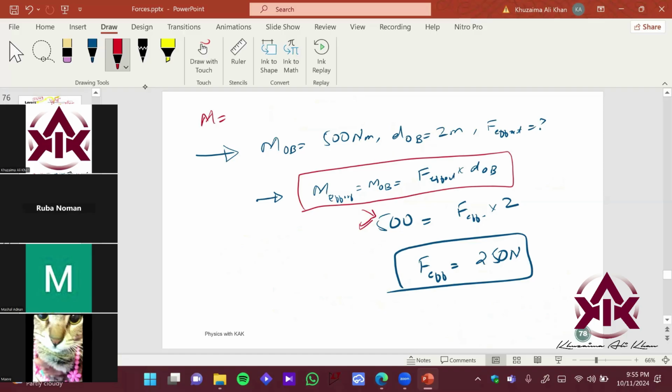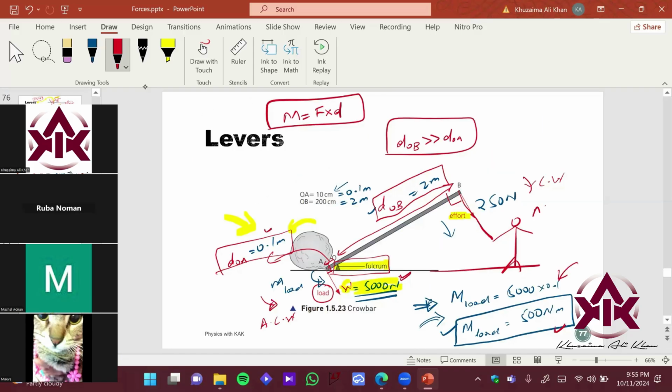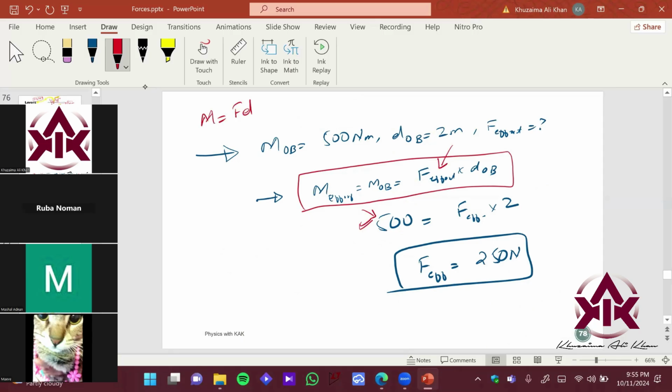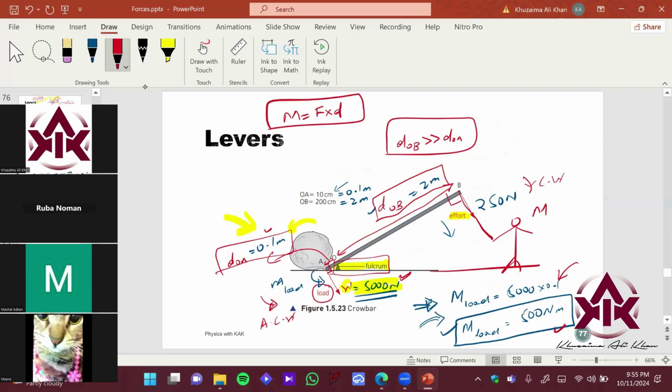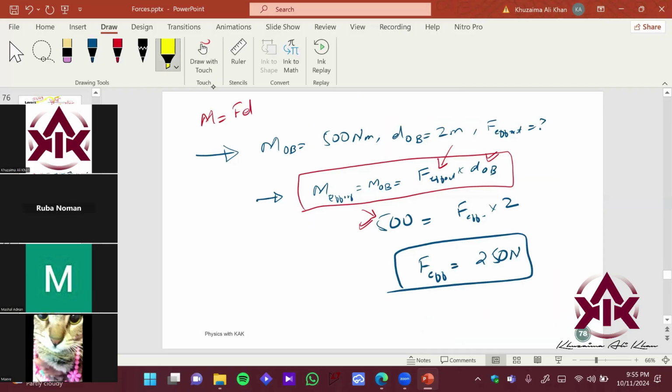Moment is simply force times distance. So here the force is the effort which we are applying, applied by Mashal, who is standing over here. And the distance is from the pivot to the effort, that is this distance OB, which is 2. So you just put in the values. This is the moment which you require, this is distance in meters, and this is unknown. You can simply make F effort the subject and the answer comes out to be 250 Newton.